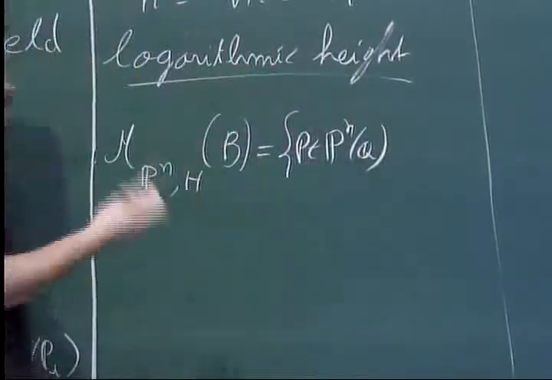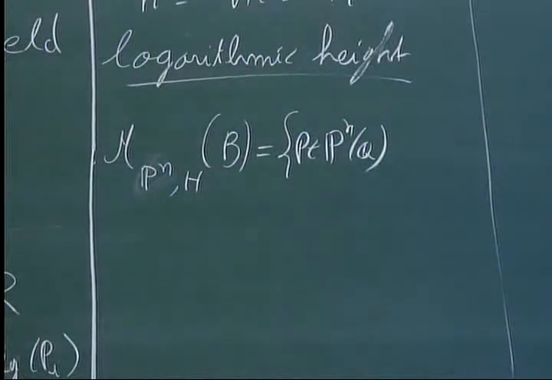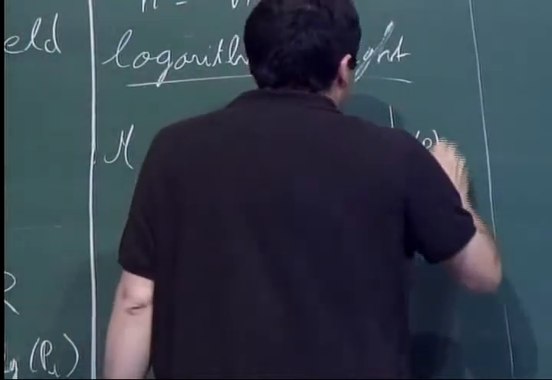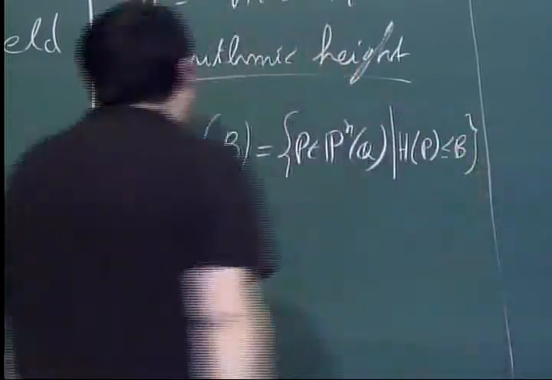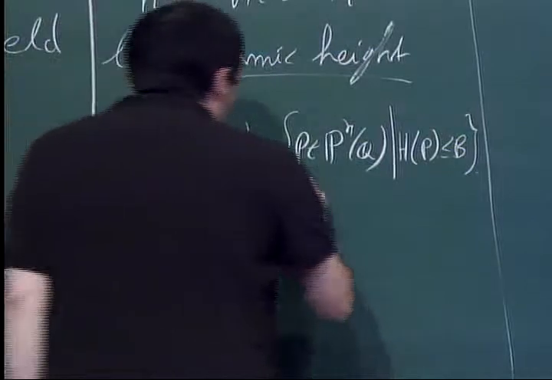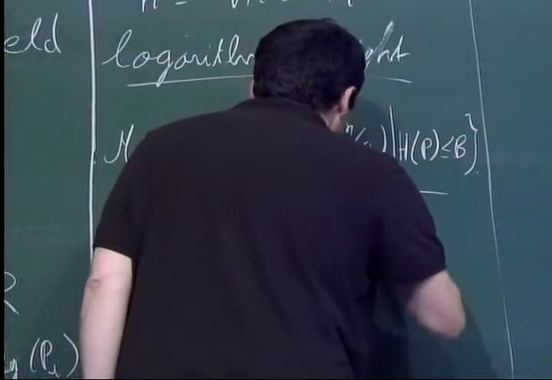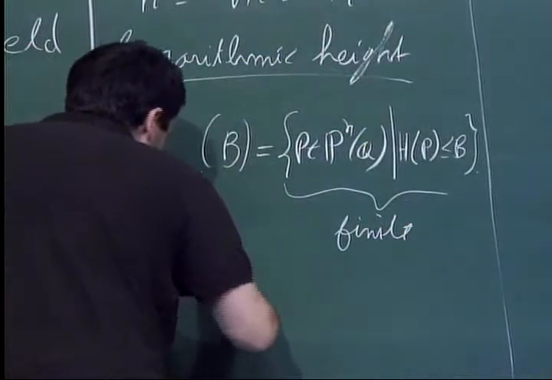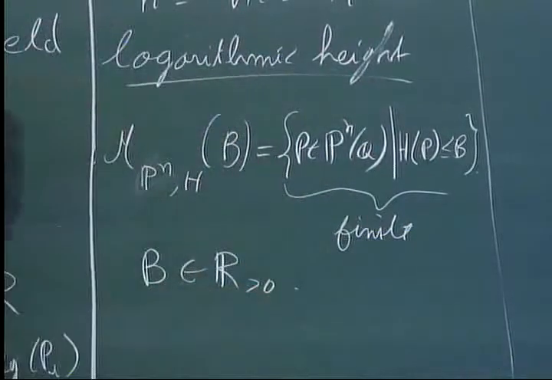Later on, I will look at points in a projective variety, such that the height of the point is less than b. So this is some subset of the projective space, which is finite. And I consider it for b a real number, and later on I will make b go to infinity and try to understand this set as b goes to infinity.